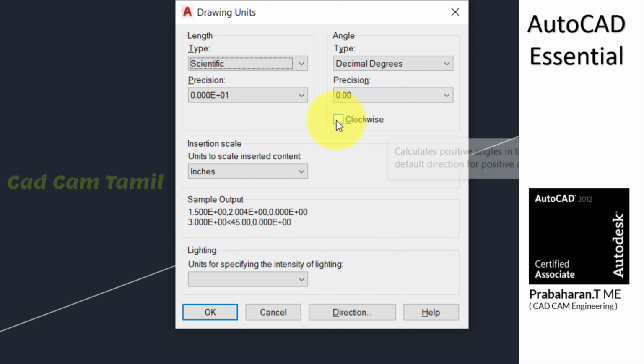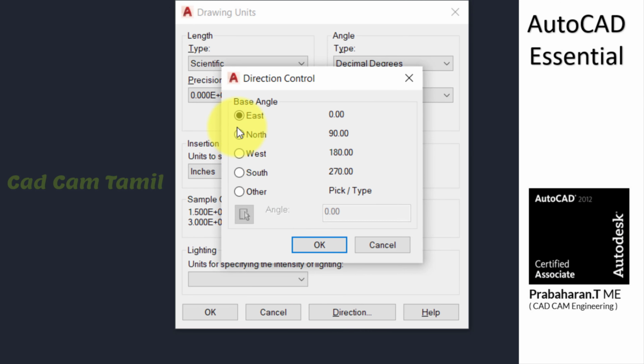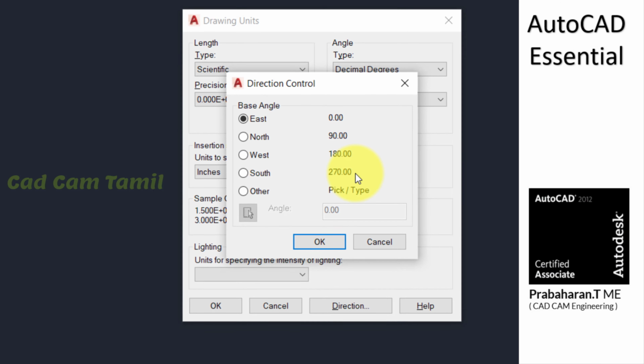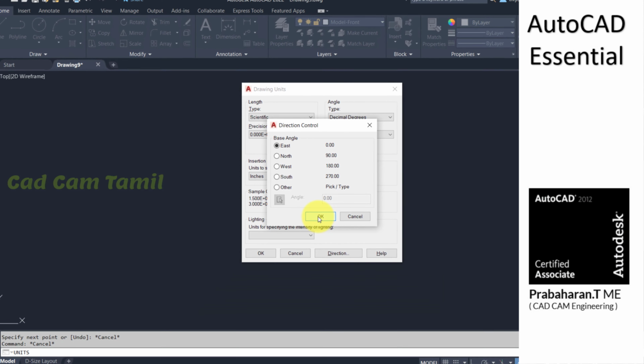Next, decimal degrees. In AutoCAD, in general, a positive value is considered anti-clockwise. If you want to consider the positive value as clockwise, just check this box. So hereafter, positive values will be considered clockwise. The next option is directions. These directions I will explain at the end of the point fixing method, so we should know what these 90, 180, 270 degrees are. Then only can we understand this information. We will discuss this later.